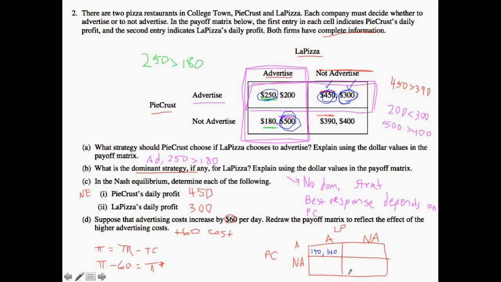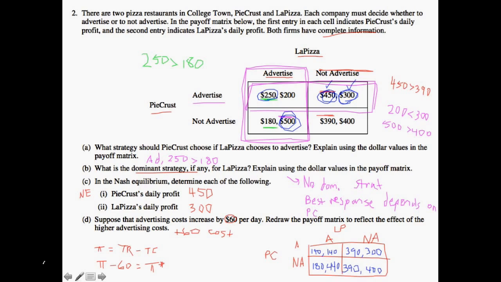Great, easy enough. Now let's go ahead and solve the next part of the quadrant. In that lower left quadrant, we know that La Pizza advertises and Pie Crust does not, and therefore Pie Crust's payoff is going to remain 180 because it does not advertise, so it does not incur that additional cost, whereas La Pizza is going to be 500 minus 60, which is 440. And then finally, let's think about the right side. In this case, Pie Crust advertises, La Pizza does not, so we want to take 450 minus 60, which is going to be 390, and then La Pizza's payoff profit is going to be the same at 300. And then that last one is going to be super simple because we know that both firms do not advertise. There is no change in the profit payoff.